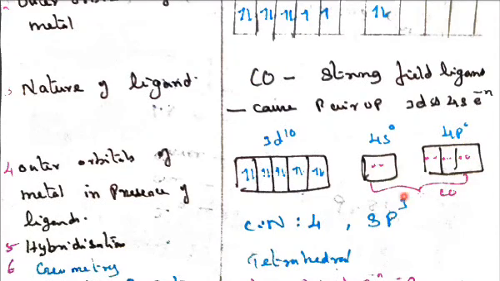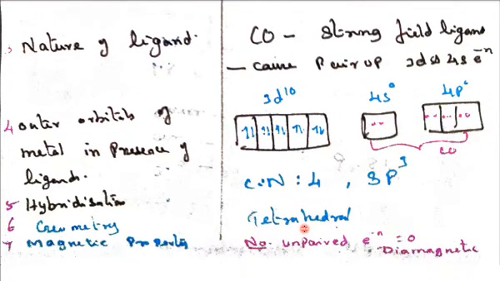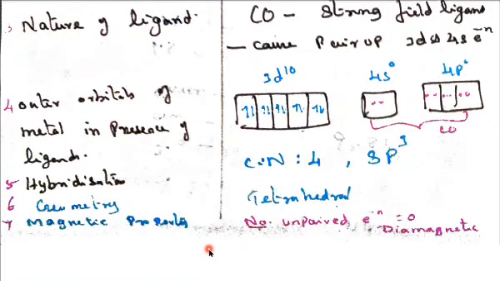So the hybridization is called sp3 hybridization: 1 s orbital, 3 p orbitals. So the coordination number is 4. sp3 means tetrahedral. Everything is paired electrons, so it is called diamagnetic. No unpaired electrons means diamagnetic. Paired electrons mean diamagnetic, unpaired electrons mean paramagnetic. So the geometry is tetrahedral and the magnetic property is diamagnetic.